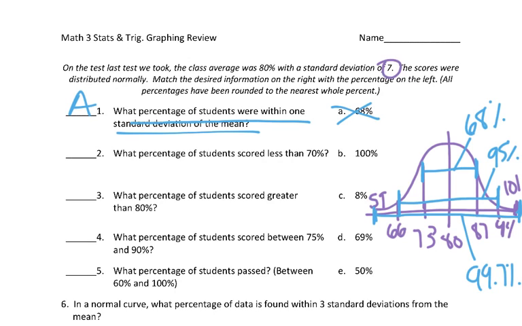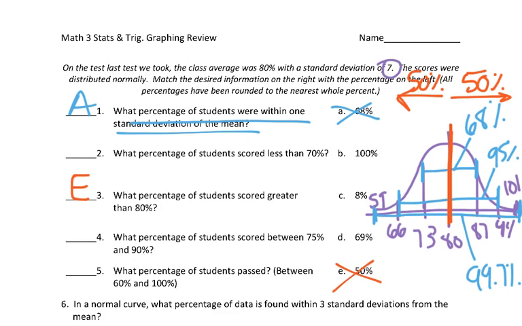What percentage of students scored less than 70%? Okay, let's hold off on that one. Number 3, what percentage of students scored greater than 80%? If 80% is the mean, that means 50% were to the right and 50% were to the left. So for that one, it'd be 50%. Okay. What percentage of students scored between 75 and 90%? And what percentage of students passed between 60% and 100%? Let's do that last one.